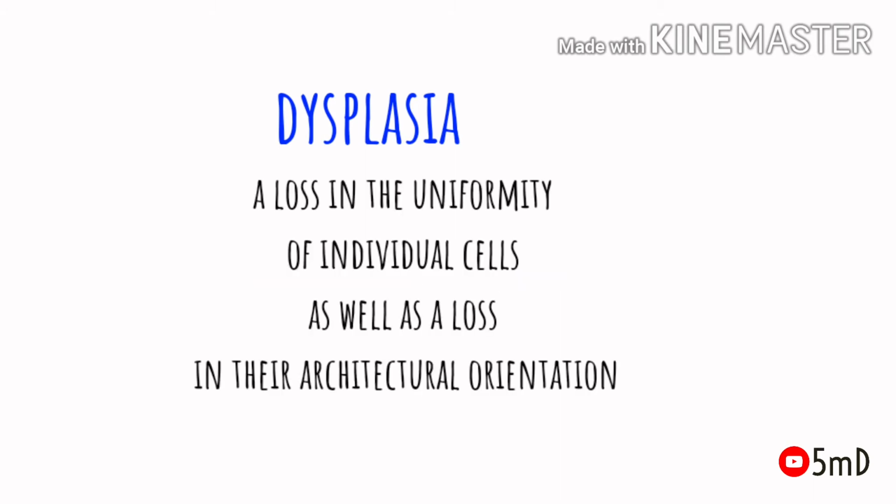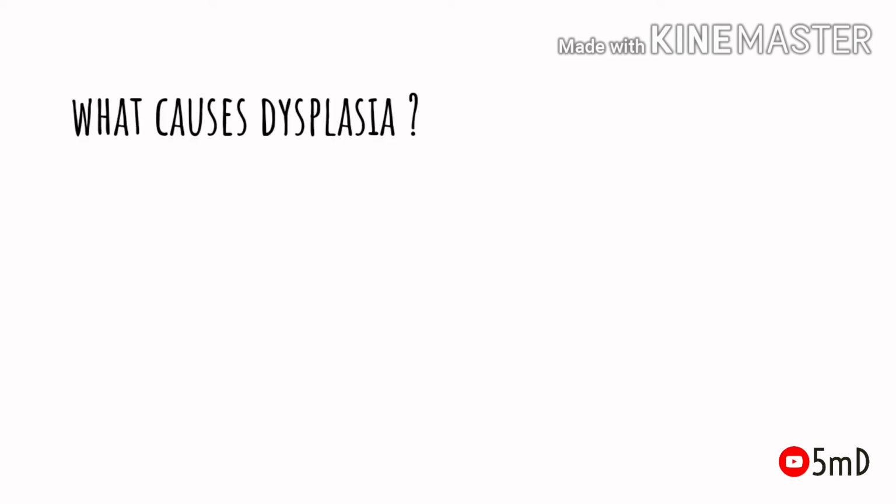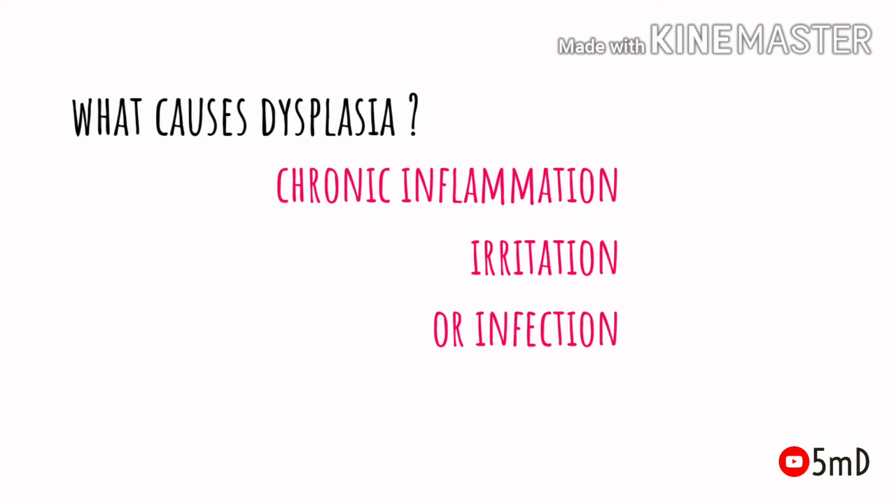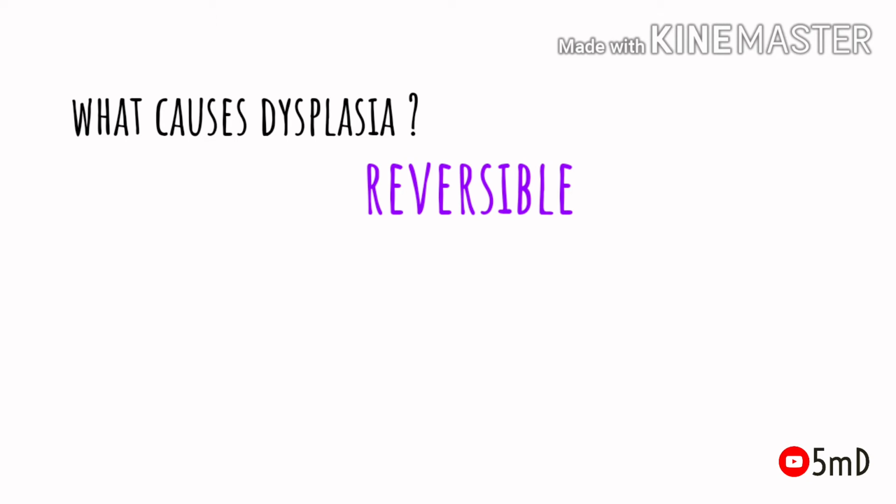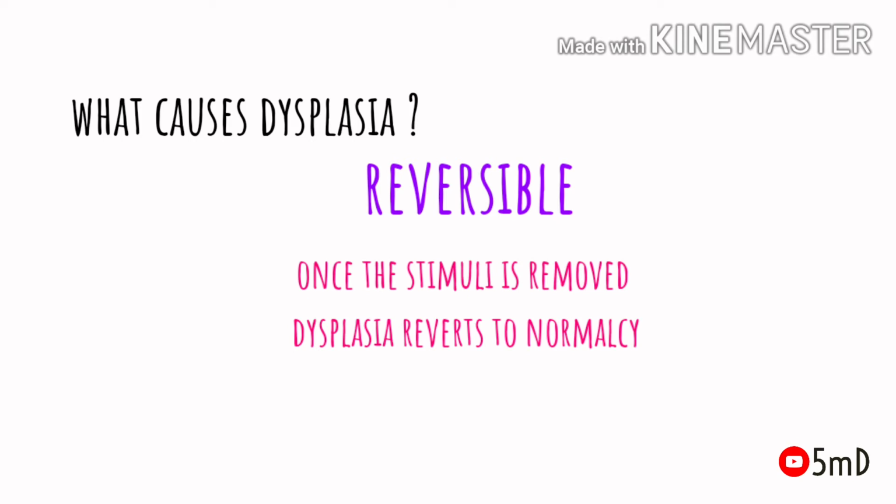By definition, dysplasia comprises a loss in the uniformity of individual cells as well as a loss in their architectural orientation, that is, their arrangement. Now, what causes dysplasia? Dysplasia is usually associated with chronic inflammation, irritation, or chronic subclinical infection. But the good thing about dysplasia is that it is reversible. Therefore, when the underlying stimulus is removed, the dysplastic alterations which are seen will revert back to normal.